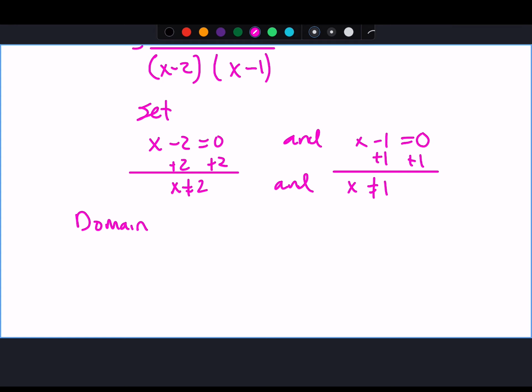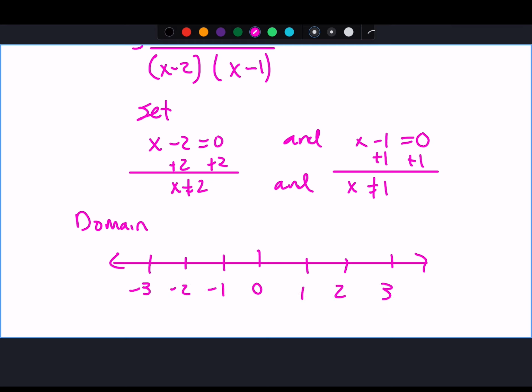So this time, before I do the interval notation, I'm actually going to draw our graph because I think it'll be more instructive. So -3, -2, -1, 0, 1, 2, and 3. Where are the holes? At 1 and 2. So everywhere else is included, right?